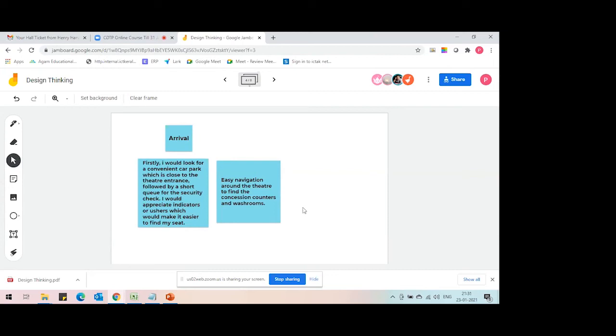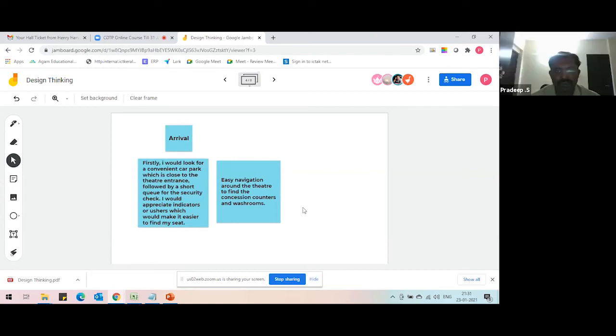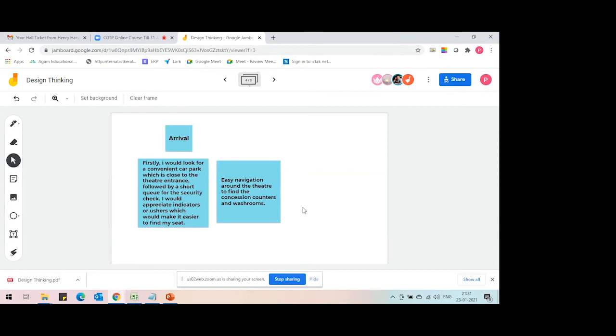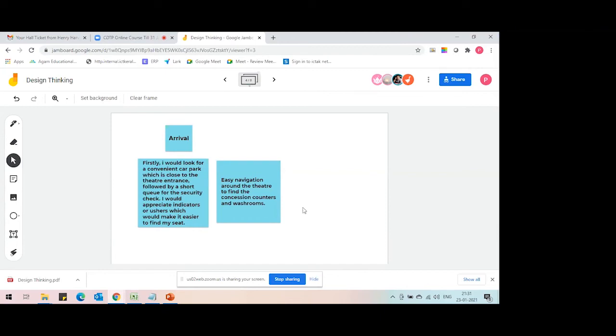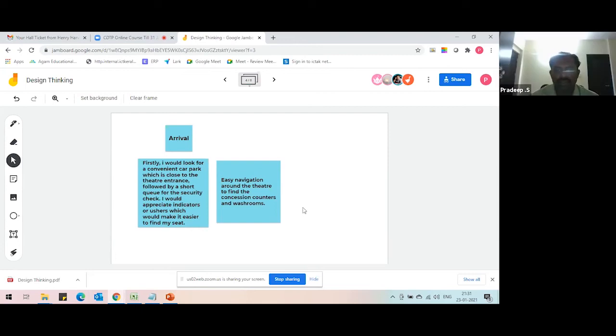Navigation for seat finding. Okay, so navigation only, because navigation for seat finding as well as for washroom. Yeah, so navigation for the seats as well as washrooms as well as the concession counters.